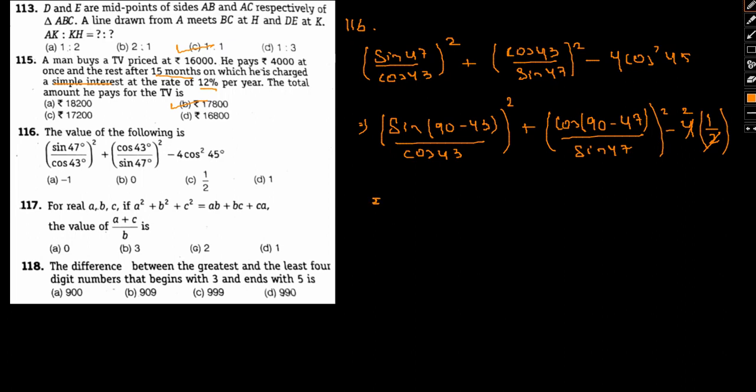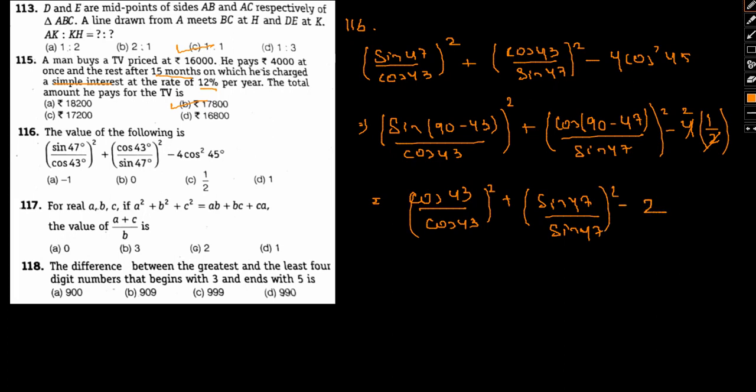This would further mean (cos 43 by cos 43) whole square plus (sine 47 by sine 47) whole square minus 2. Okay, it cancels out. Basically it gives 1 plus 1 minus 2, that is 0. Option B is our answer. I hope this is clear. Now, having said that, let's move on to the next question, 117.